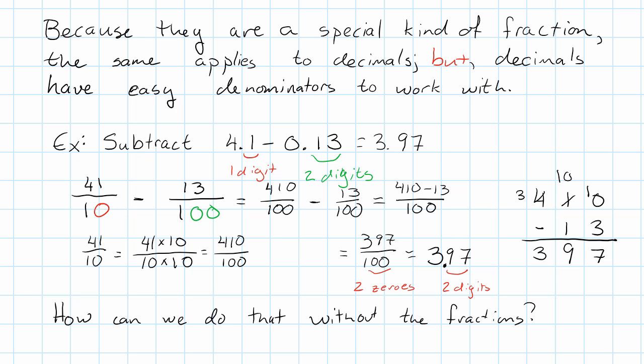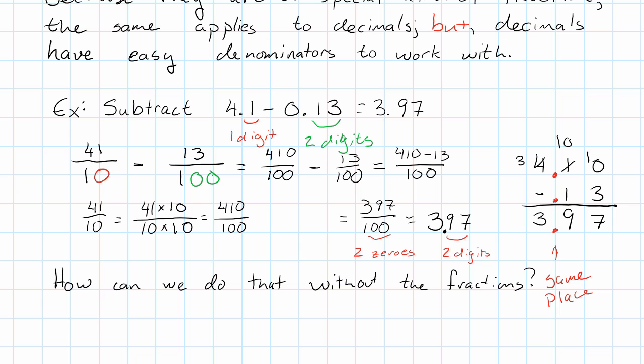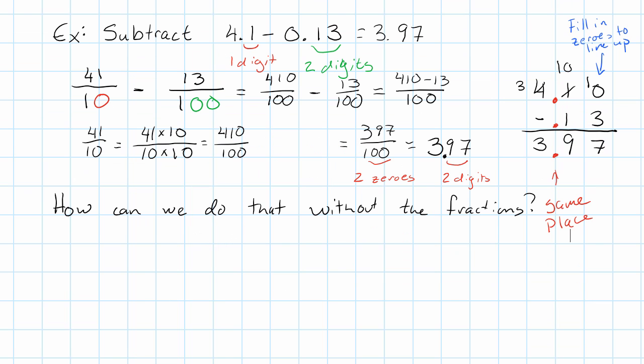Take a look at what happens when I fill in the decimal points in these 3 numbers. What happens? All the decimal points end up in the same place. And all I had to do was, in my 4.1, fill in enough zeros to get the decimal points lined up. So when we go to add or subtract decimals, we see what we need to do. And the thing that we need to do comes from the fact that these are fractions.